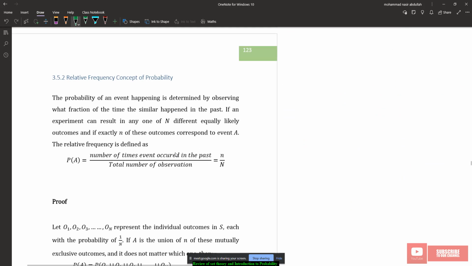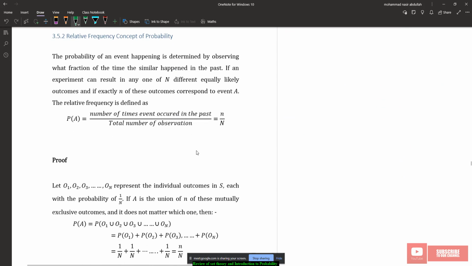So now let's look at the relative frequency concept of probability. Relative frequency, as we already learned in the previous topic, Chapter 2, in a frequency table, we can calculate frequency and relative frequency. So the probability of an event happening is determined by observing what fraction of the time similar events happened in the past. If the experiment can result in any one of n equally likely outcomes, and if exactly n of these outcomes correspond to A, the relative frequency is the number of times the event occurred in the past, which is the frequency, or we put frequency divided by the total frequency. This is another expression. It's also equal to NA divided by NS.